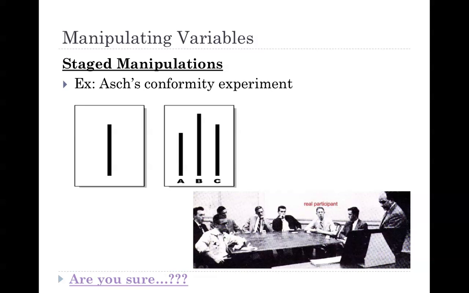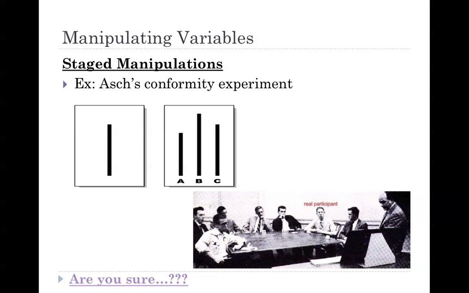If we look at the bottom right corner, it says real participant. So everyone around them is a Confederate. So there's one participant and 6 Confederates, and on the far right we see the actual researcher.